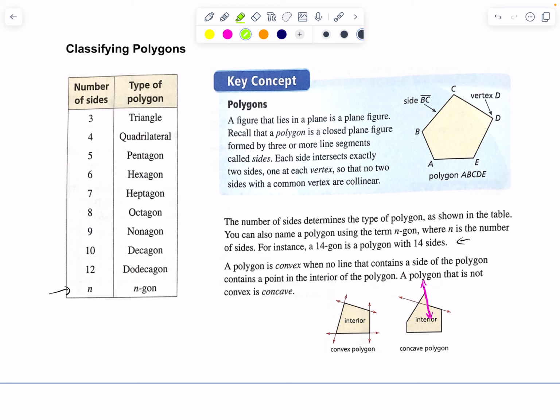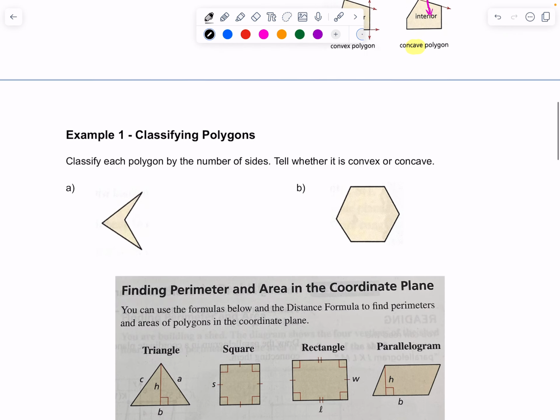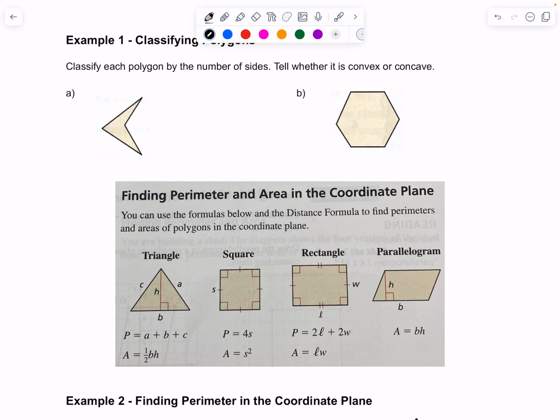One way that I try to remember it when I was in high school was, if you think about the word cave, or I'm thinking about going inside a cave, so if you draw that line and you go inside the polygon, that is concave. If you do not, it's convex. Okay, so let's do a quick little classification of these polygons, and we'll say whether they are convex or concave.